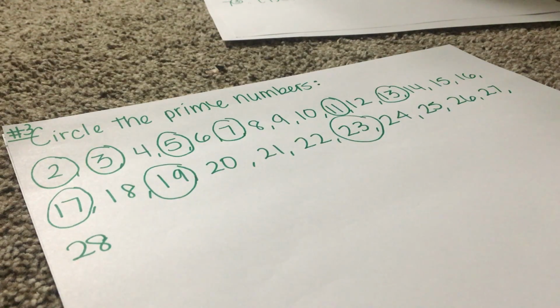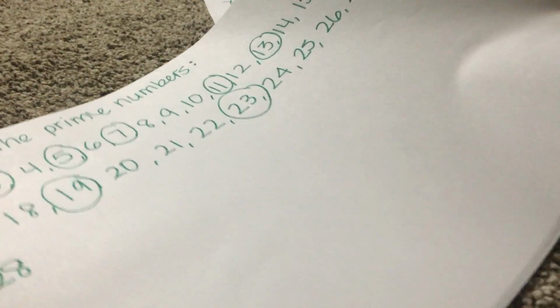26 is not a prime number because you can multiply 26 times 1 and 2 times 13 to get 26. 27 is not a prime number because you can multiply 9 times 3 and 27 times 1 in order to get 27. And lastly, 28 is not a prime number because you can multiply 7 times 4 and 28 times 1 in order to get 28.